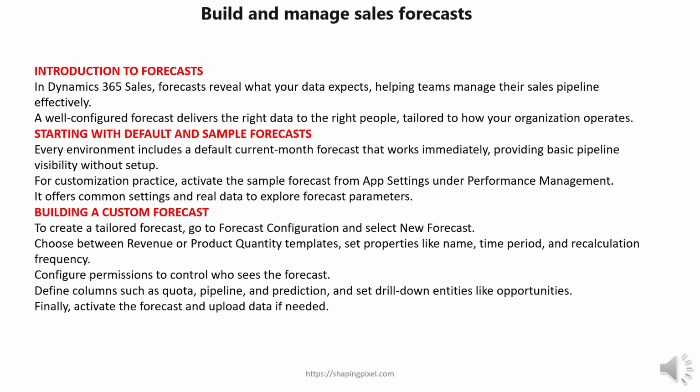Building a custom forecast. To create a tailored forecast, go to Forecast Configuration and select New Forecast. Choose between revenue or product quantity templates, set properties like name, time period, and recalculation frequency. Configure permissions to control who sees the forecast. Define columns such as quota, pipeline, and prediction, and set drill-down entities like opportunities. Finally, activate the forecast and upload data if needed.